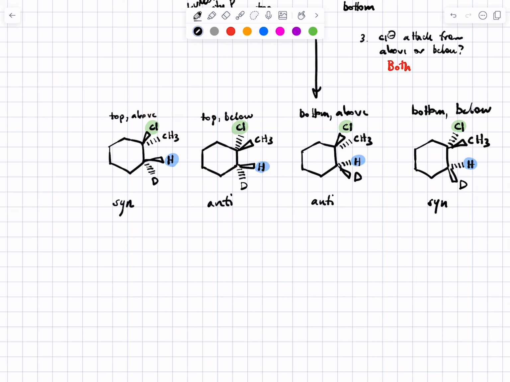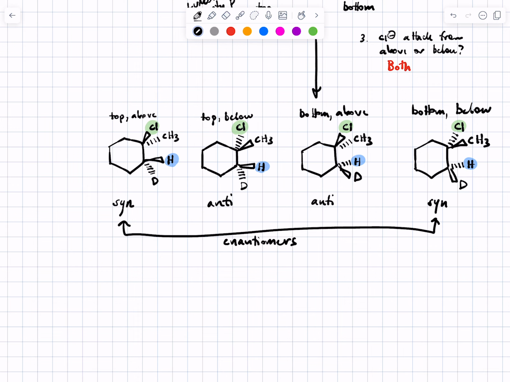Stereochemistry is coming up again. What is the stereochemical relationship between the top above product and the bottom below product? These two. A, enantiomers, B, diastereomers, C, not even stereoisomers, D, same compound. A, enantiomers, they are. How can you tell?